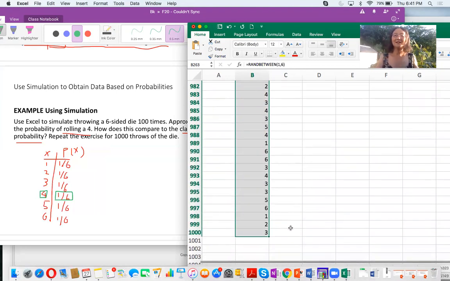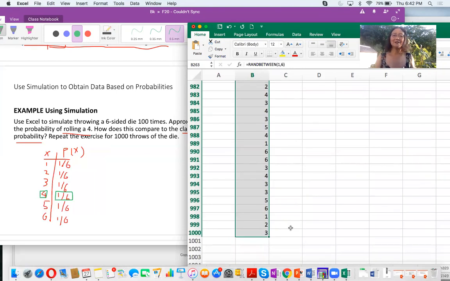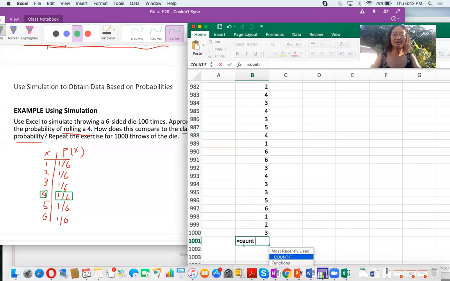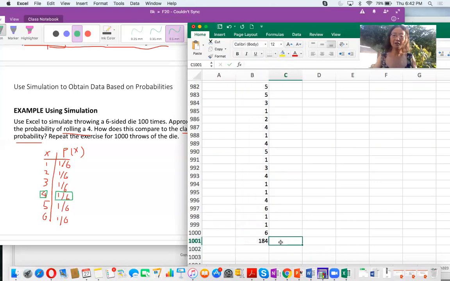All right. So I roll a die 1,000 times. I want to count how many number 4. So I will use COUNTIF from B1 to B1000. I want to count number 4. Okay, how many? 184. And then the probability of 4 is actually this number divided by 1000.